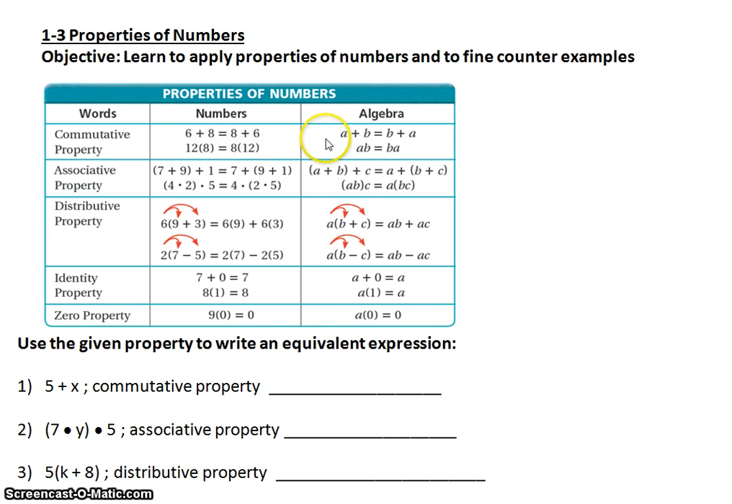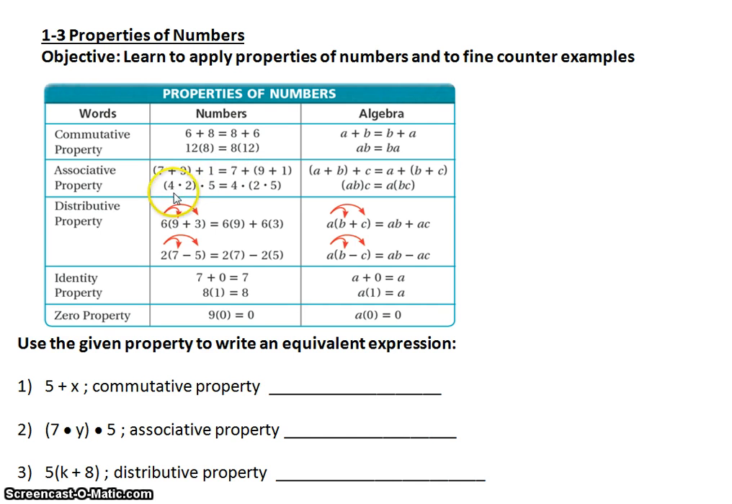An algebra example would be a plus b is the same as b plus a. a times b is the same as b times a. The second property is the associative property. 7 plus 9, that sum added to 1 is the same as 7 plus the sum of 9 plus 1. So in this addition example, the order in which you add these numbers does not matter.